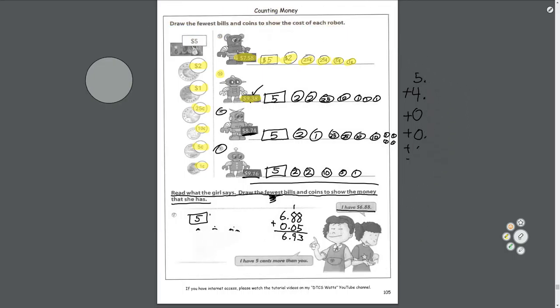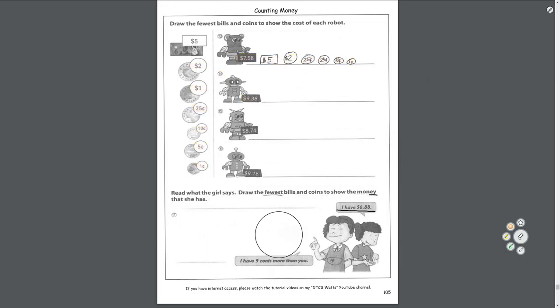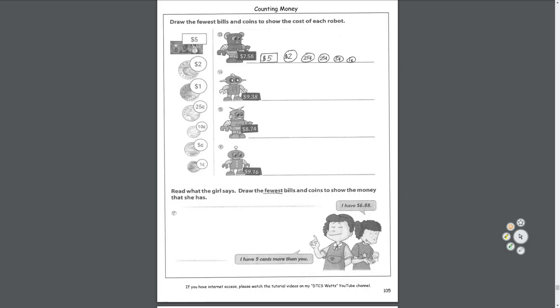Let's move on to a word problem. This one's tricky, but it's the last day. So let's do a fun one. See if we can figure it out. Might even fool me. Let's see.